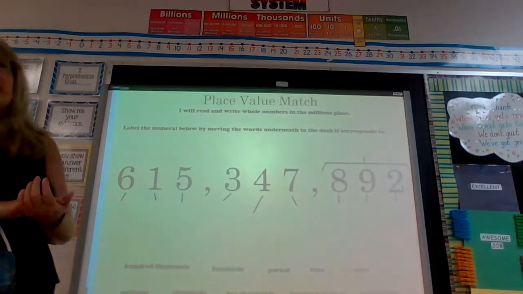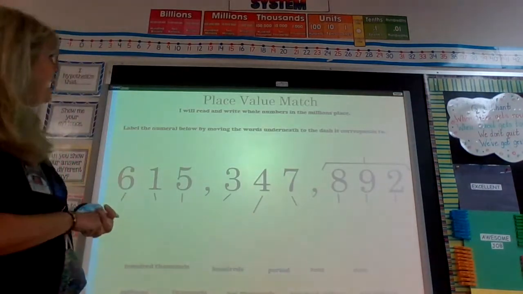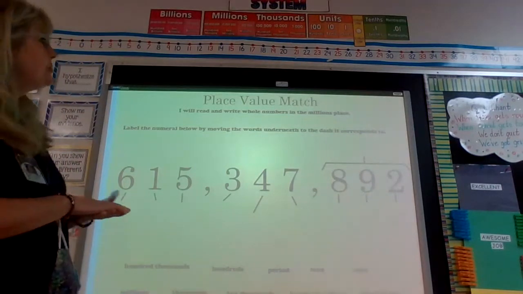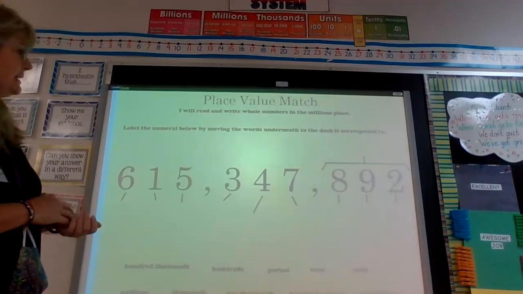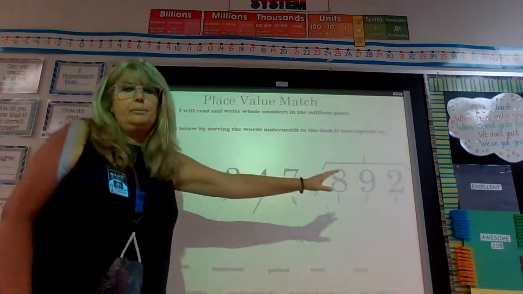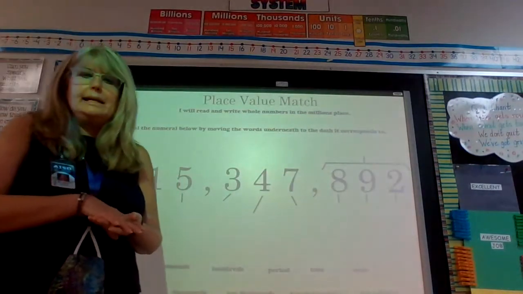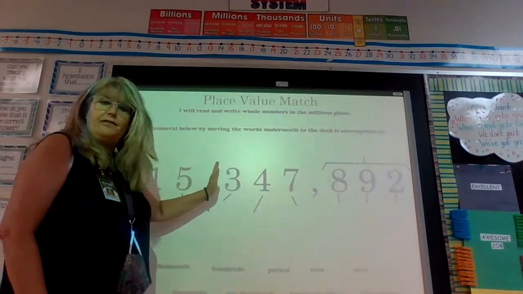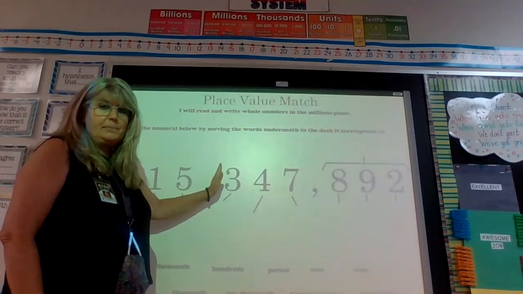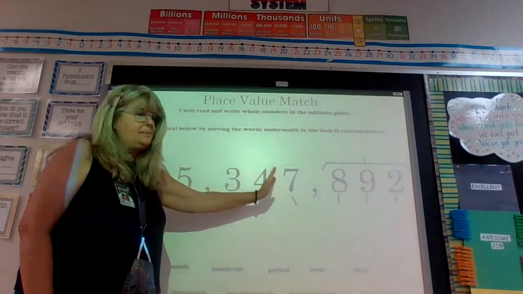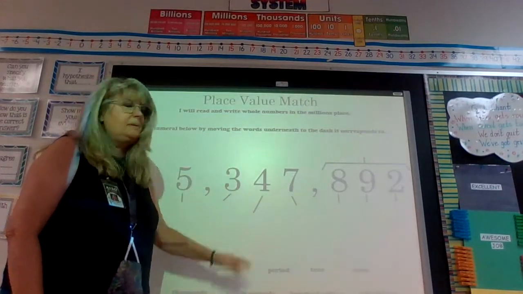Okay, on this slide, it is called place value match. You are going to read and write the whole numbers in the millions place. Now notice how long this number is. Now that's one of our tweaks today, because in 3rd grade, you only went to the 100,000s place. Maybe it was the thousands place. Maybe it was the 10,000s place.